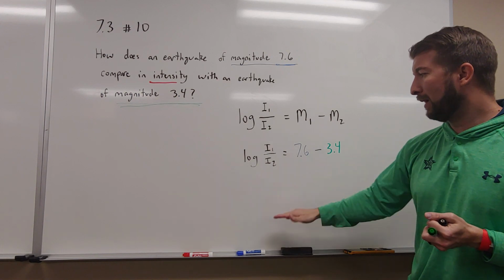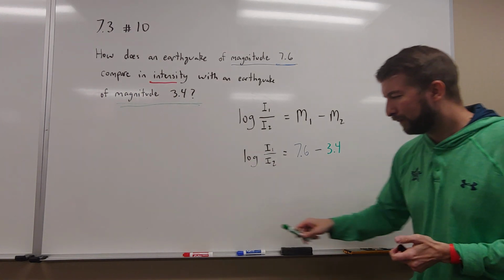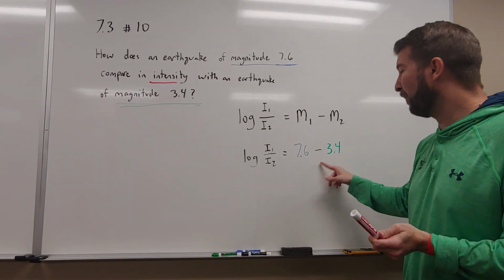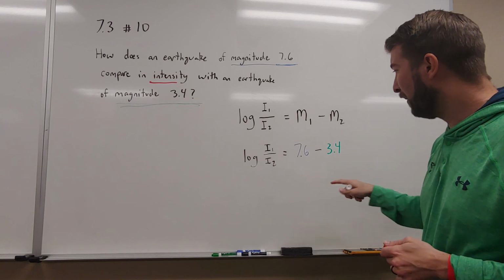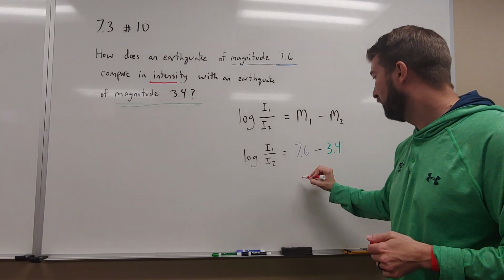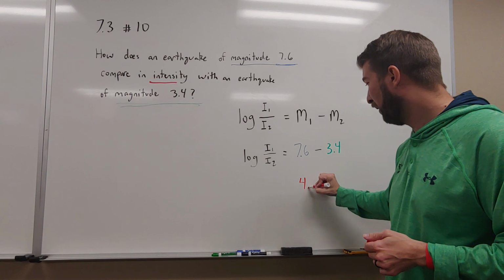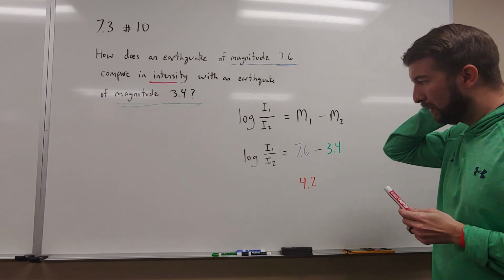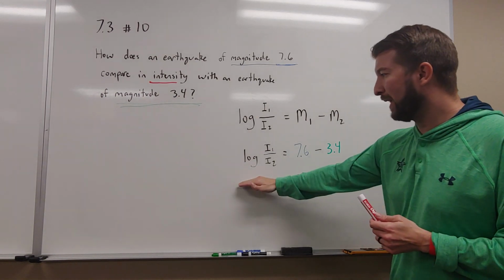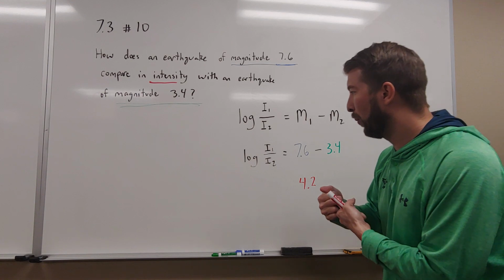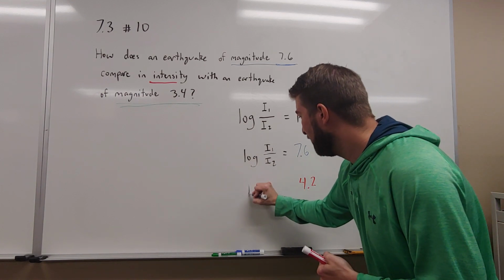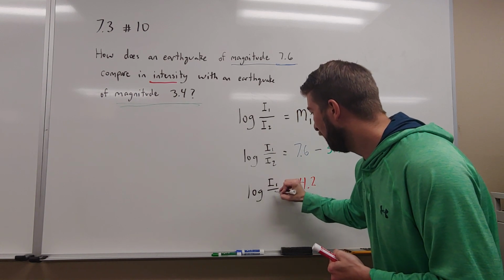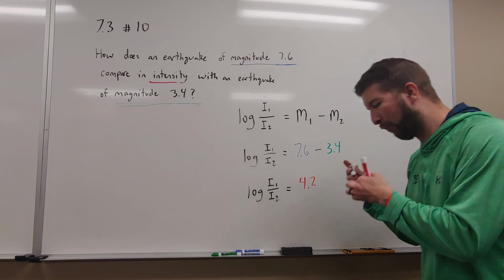Before I move on, I can just simplify this equation right here, and I'll use a different color. 7.6 minus 3.4 becomes 4.2. I'll just go ahead and do it the slow way. I'm going to rewrite my equation: log of I1 over I2 equals 4.2.